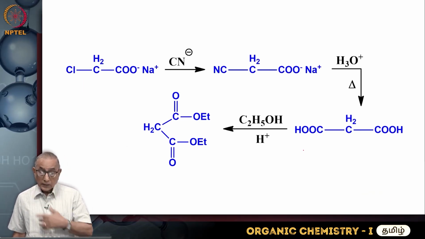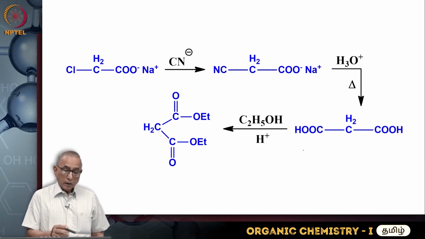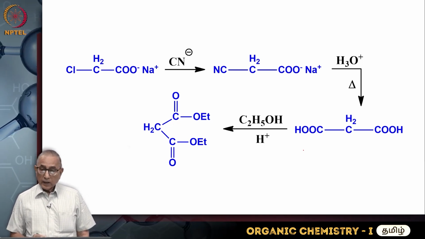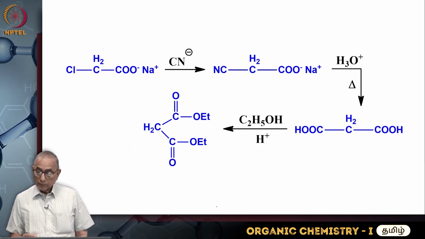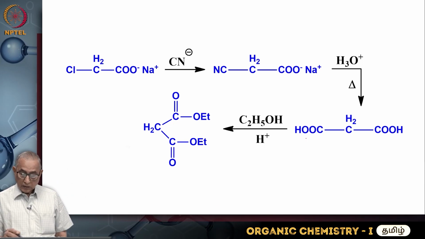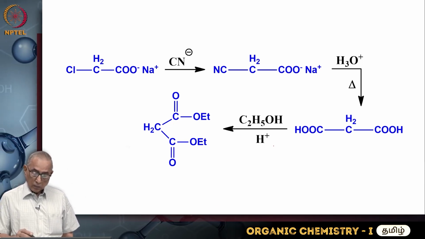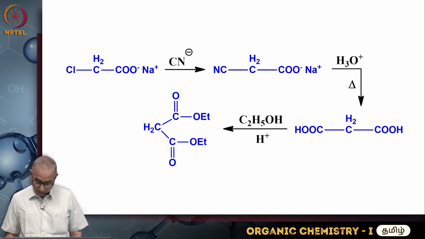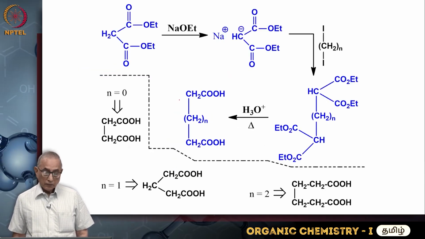Malonic acid is prepared by taking sodium chloroacetate and reacting it with cyanide ion. This C-Cl bond is substituted by a C-CN bond. If you hydrolyze with water and acid, it becomes CH2(COOH)2. If you esterify with 2 molecules of ethanol with H plus, you get diethyl malonate. We have seen its use in the synthesis of carboxylic acid.